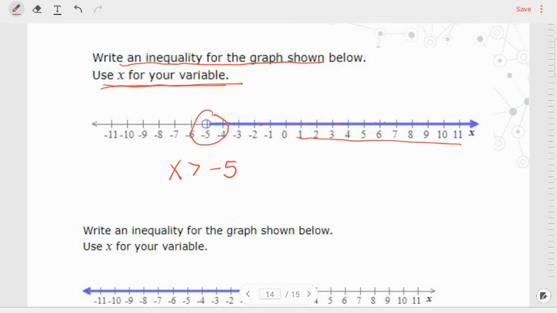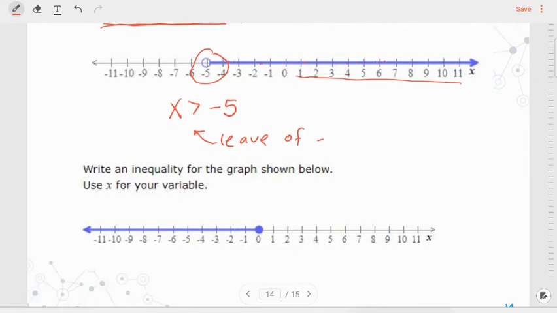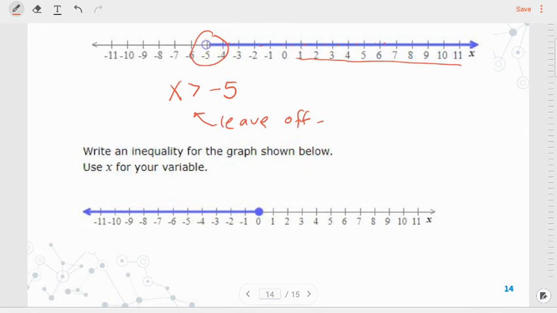Now, is that dot filled in? Is it equal to -5? The answer is no, so I'm going to leave off the or equal to sign. Now let's look at our second problem. Do I want to leave it off on this problem? I'm going to use x again, since it says use x for your variable. My starting point is at 0, and all the numbers are smaller than 0, so less than 0. Is 0 a possible solution? Yeah, it's filled in, so I am going to put or equal to. It's possible that my solution is equal to 0. And that's how I'm going to answer these.